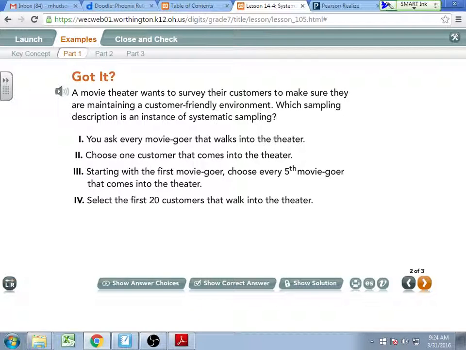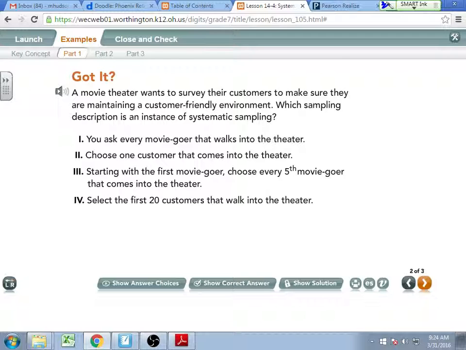All right, a movie theater wants to survey their customers and make sure they're maintaining a customer-friendly environment. You ever see those signs that say, if this facility needs attention, please let us know? Those sort of things. Or keep Columbus great, and then there's a sewer and trash. So, which sampling description is an instance of systematic sampling?